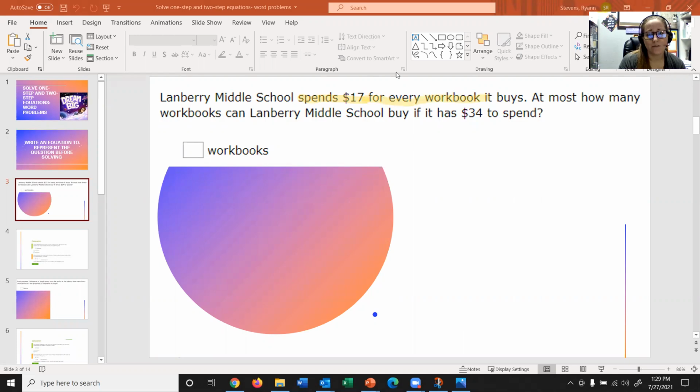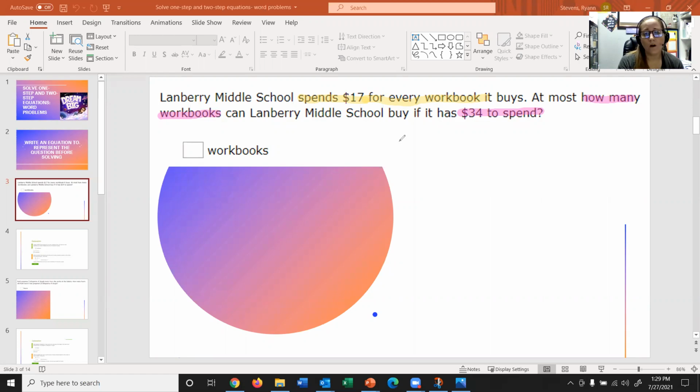And the next piece of information we want to highlight is at most, how many of these workbooks can they buy if they have $34 to spend? Okay, that's giving us an important piece of information by saying that they're spending $17 and they only have the $34 to spend. So we want to go through and figure out, number one, what is our variable going to represent?